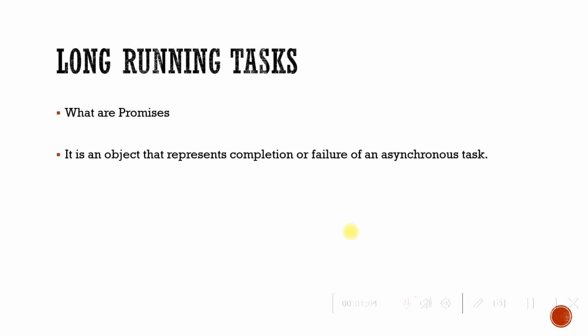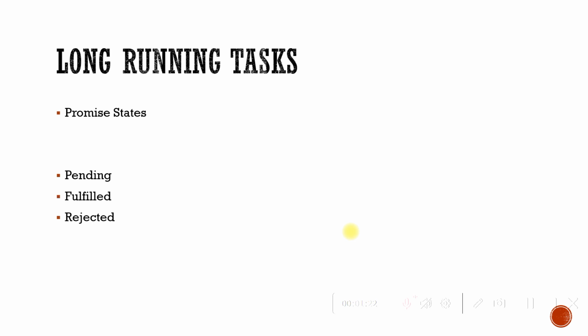So promises play a major role in this. A promise is nothing but an object that represents either completion or failure of the asynchronous task. An asynchronous task is nothing but a task that is running in the background, and the main code will not be disturbed. The main code will keep on running simultaneously. There are three states of promises. Either the promise is pending, which is yet to run, or it is running. Fulfilled, which is successful completion of the promise, or rejected. We will see an example with the code.